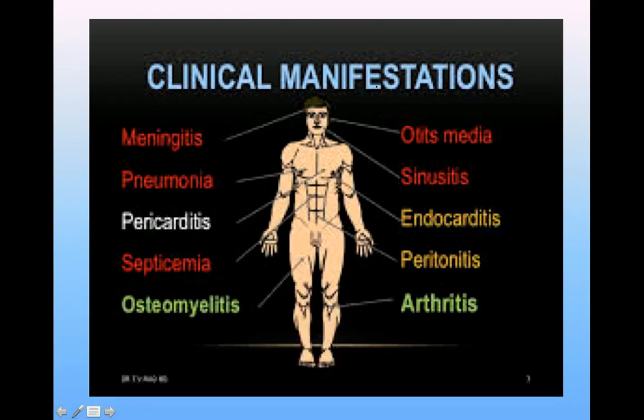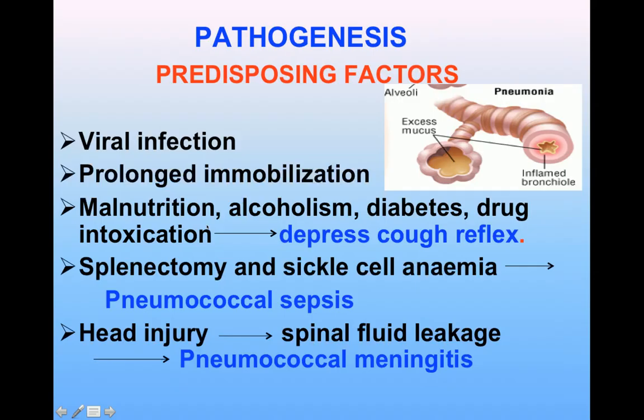This is another slide showing you the clinical manifestations. The red ones are the commonly seen infections. It can cause pneumonias, meningitis, otitis media, sinusitis, or when it is in the blood, septicemia. However, it is also responsible for endocarditis, peritonitis, arthritis, osteomyelitis, pericarditis, etc.